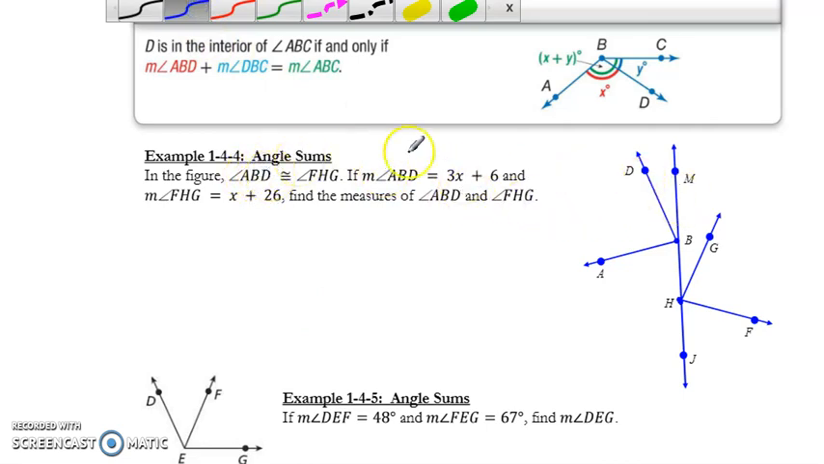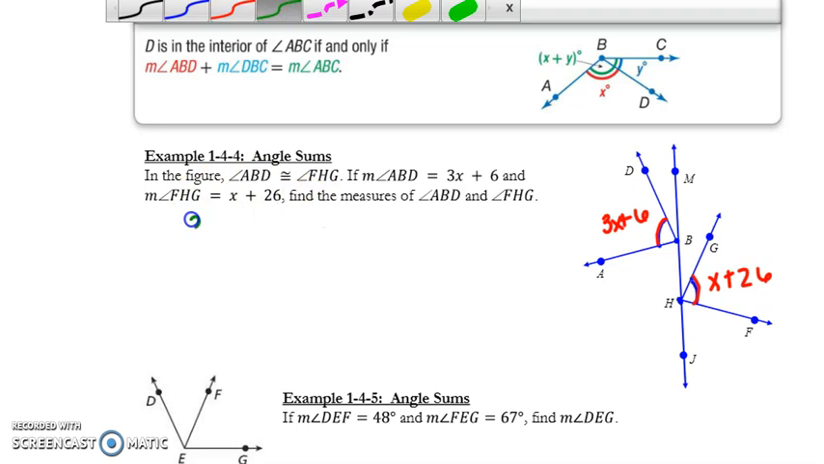So ABD right here is congruent to FHG, this one right here. So it helps to put arc marks as our markings to show that this is congruent to this. Now, ABD, it's given us a measure. Let's go ahead and put that in there. 3x plus 6. Then it gives us FHG, so I'm going to go ahead and put that in there. Now, find the measure of ABD and find the measure of FHG, the ones they just gave us. Well, if we know that they are congruent, then we know that they are equal.